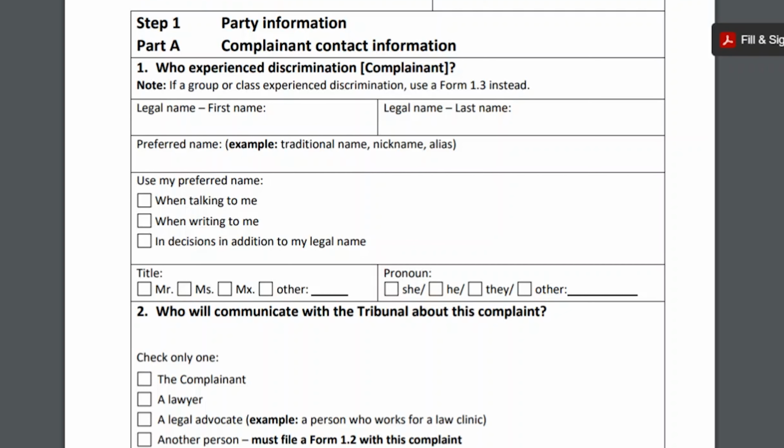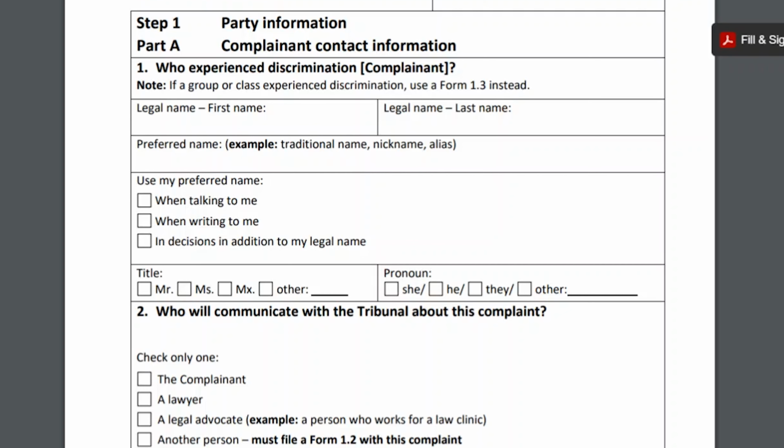Part B. Respondent contact information. The respondent is simply who discriminated against you, be that an individual or an organization. Oftentimes, it may be an individual who discriminated against you. But if they are a representative of an organization at the time, be it a coworker, a landlord, or someone providing you a service, then the organization will usually be responsible for the action of the employee. The organization that the person represents should be named as Respondent Number 1.